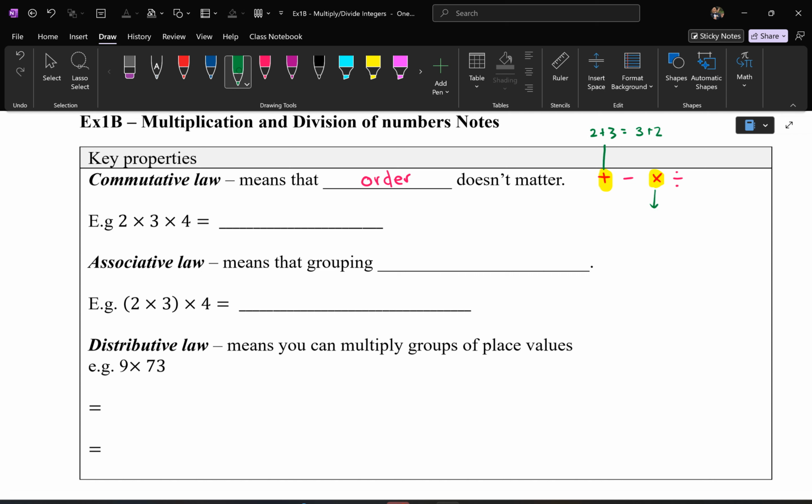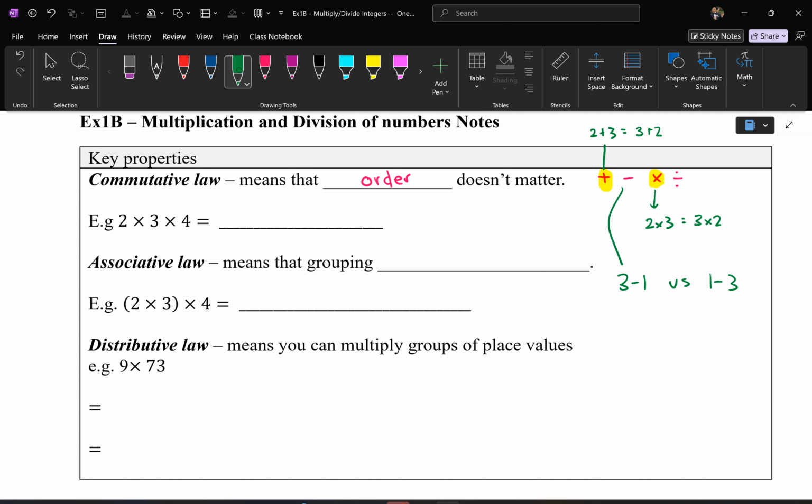Same thing with multiplication. If you wrote 2 times 3, which is 6, and you wrote it the other way around, 3 times 2, it's still the same. Whereas with subtraction, it does matter if you said 3 take away 1 versus 1 take away 3. They're two different ones. 3 is bigger than 1, so you're taking 1 from the 3. Here, 1 is smaller than 3, and you're trying to take 3 from something that's smaller. That ventures into negative numbers, and that's what we're doing this term. So there are two different answers there.